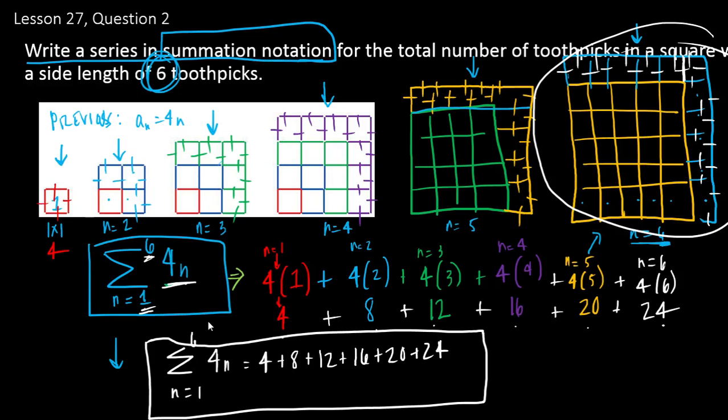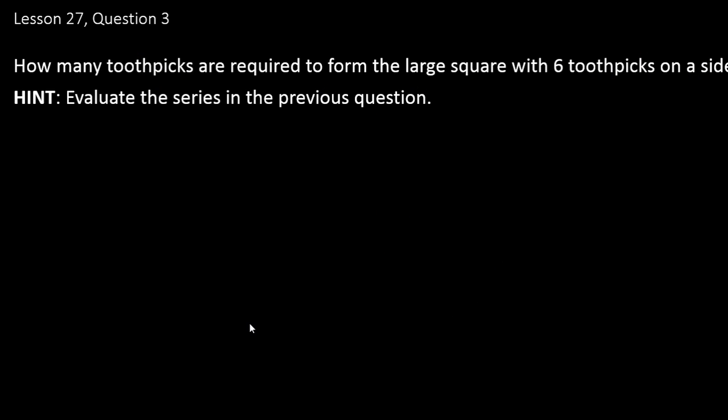So, you have your summation, and sure enough, our final question, I kind of jumped ahead here. Our final question was how many toothpicks are required to form the large square with 6 toothpicks on a side. So if we already know our rule is the sum from n equals 1 to 6 of 4n, you need to evaluate this summation. Okay, so I already did the brunt of the work for you in my last example, and the reason I'm giving you more information than I normally do is I just want to make sure that you understand how these summations are constructed and what they mean. I know that this notation is a little weird the first time you see it, but it really wasn't that hard, right?